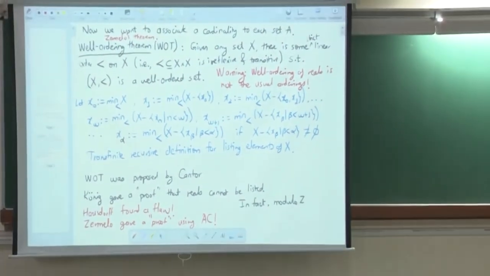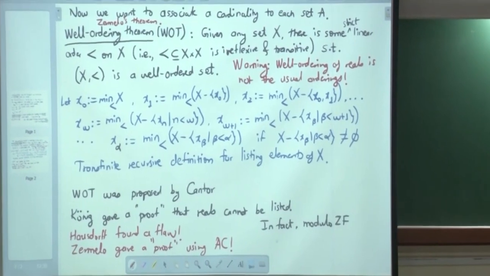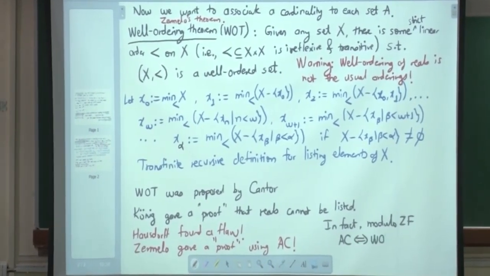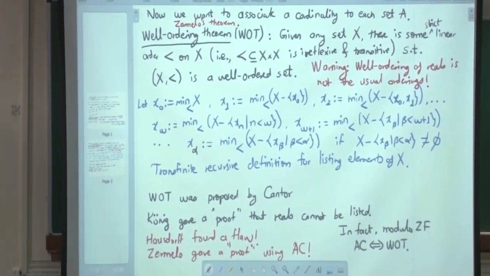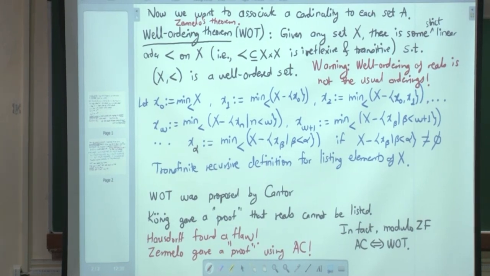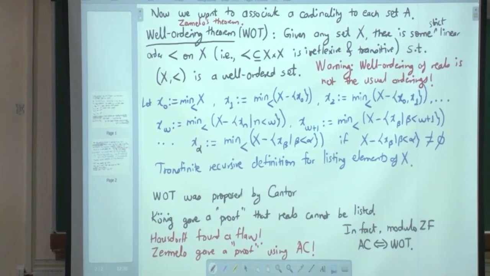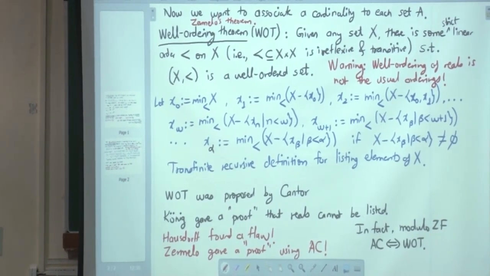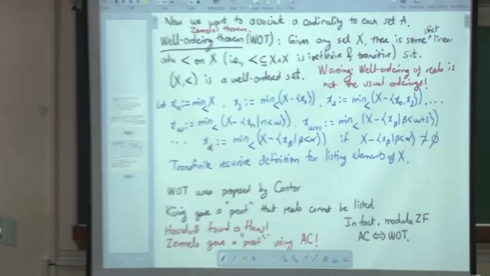In fact, it turns out that the well ordering theorem is simply an equivalent statement of the axiom of choice. Maybe I'll write it here. In fact, modulo ZF, modulo means always assuming ZF, AC is equivalent to the well-ordering theorem. Next week sometime I will give you an entire lecture on the axiom of choice and its equivalents. So this is simply the axiom of choice. The well-ordering theorem is a different statement. But we need some more background before we can go to the axiom of choice, like Zorn's lemma, which is another statement of the axiom of choice, and then we'll see the equivalence of all of them.